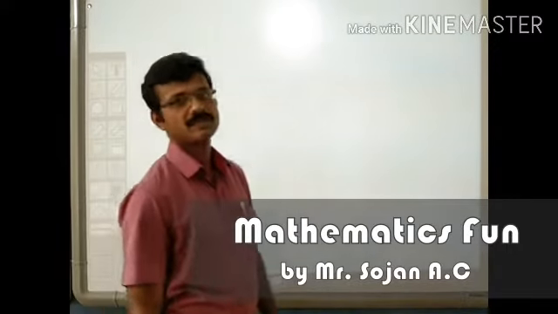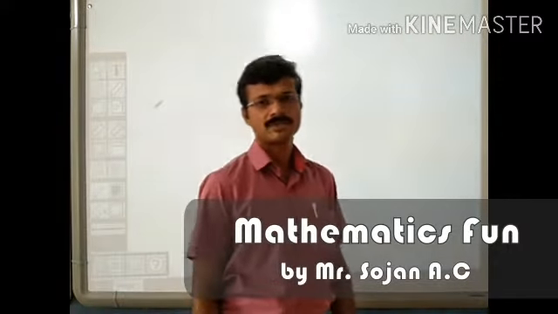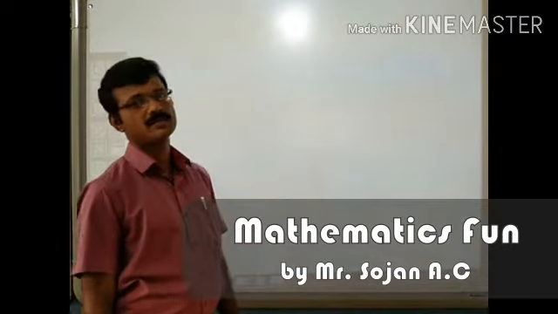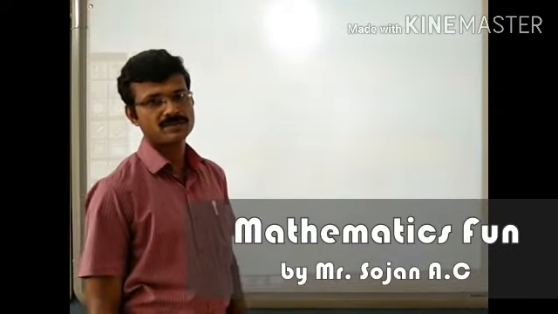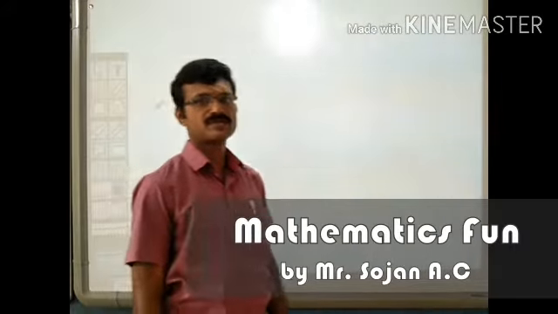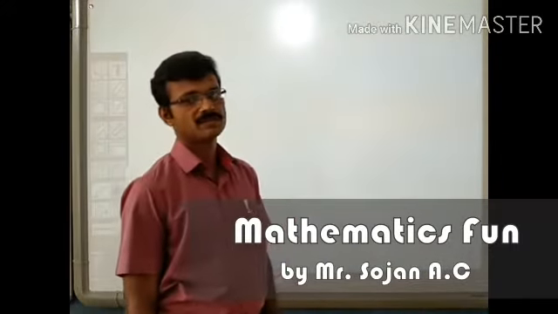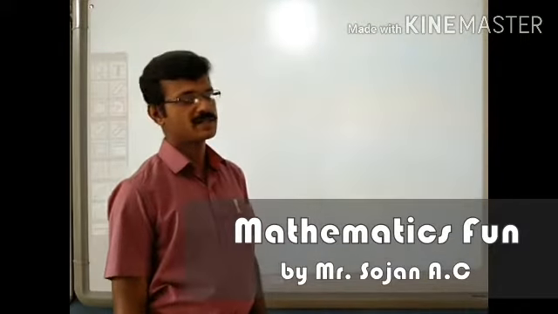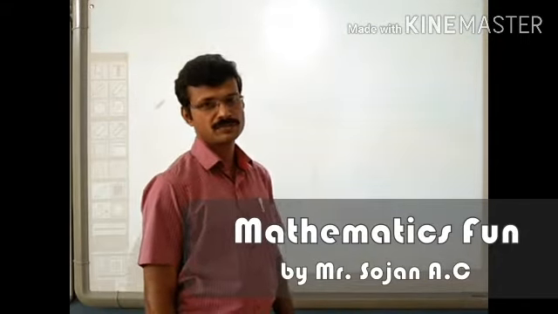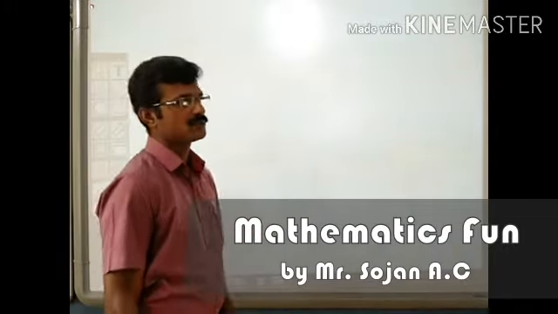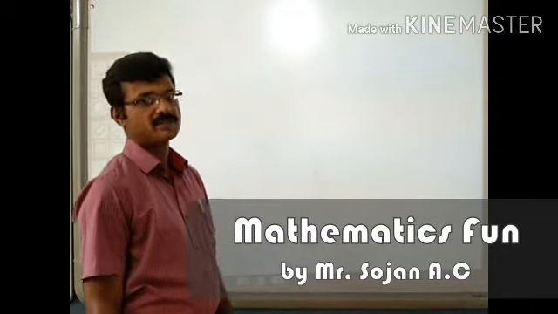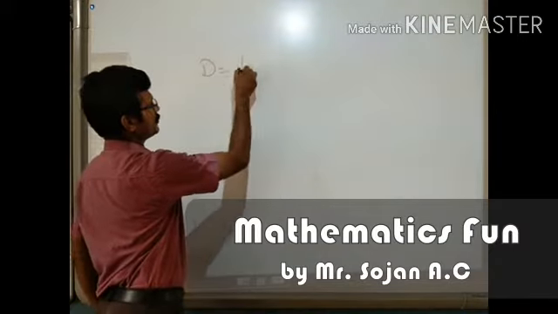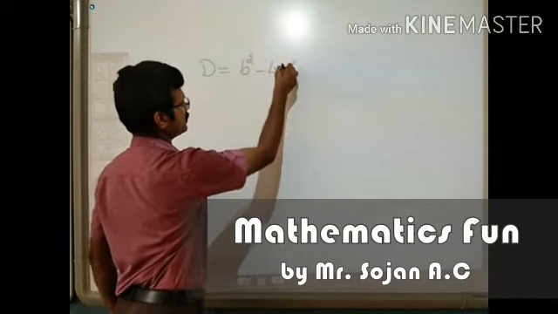Hello children, we are going to continue the chapter quadratic equation. Last class we discussed the nature of roots. Today we are going to continue the same exercise. Before that, once again we will discuss the conditions for the nature of roots, which is based on the discriminant. We know the discriminant is denoted by D is equal to b square minus 4ac.